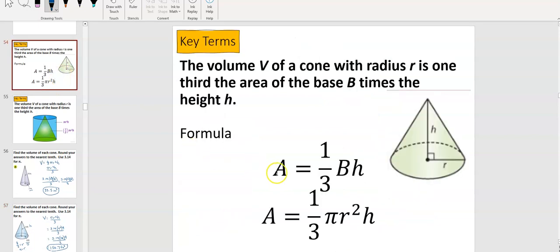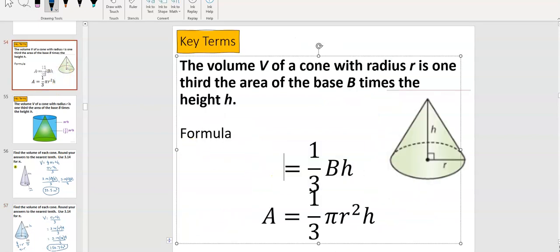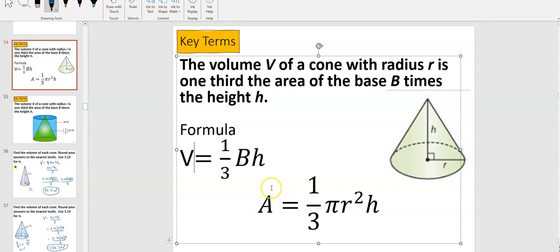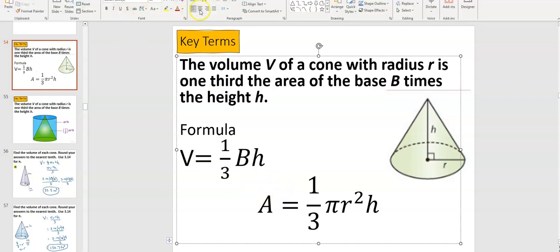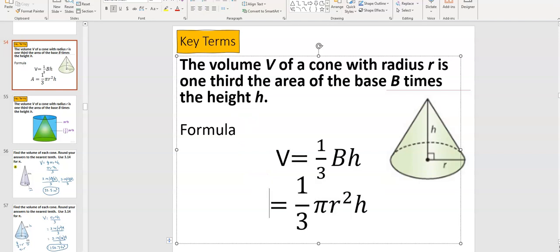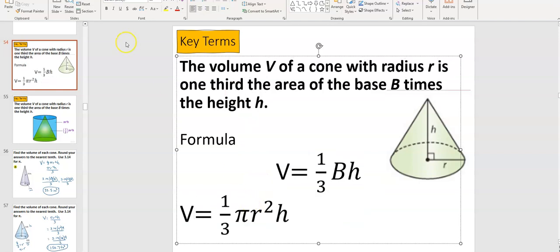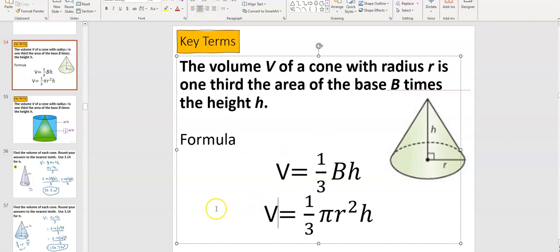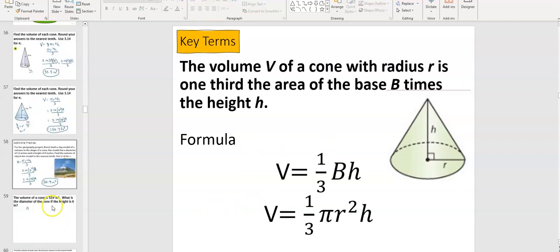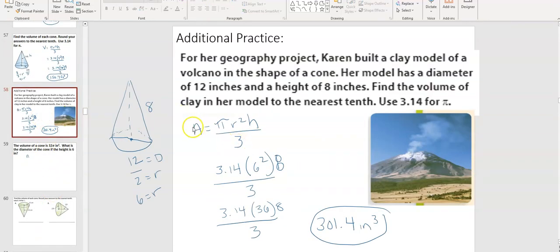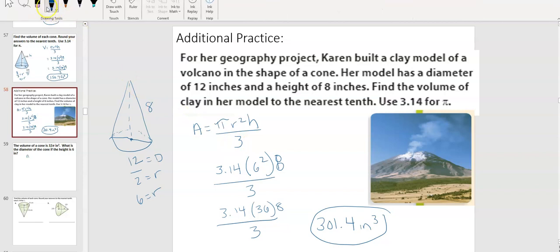Oh, and I've ruined them here too. So go back if you did the same thing because you copied what I did. Go ahead and change this because I totally messed up on the letter here. Sorry about that. There we go. This is the volume, not the area. So erase this one as well. Volume. Okay, going back here.